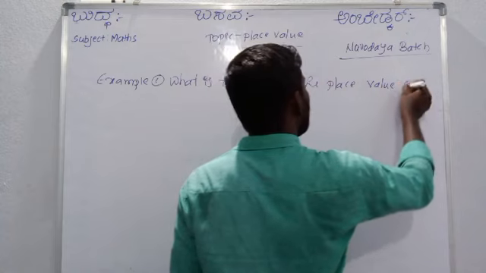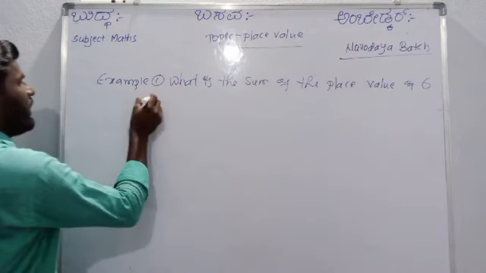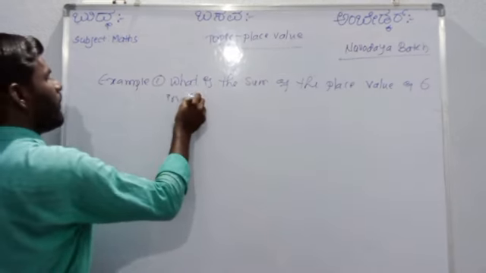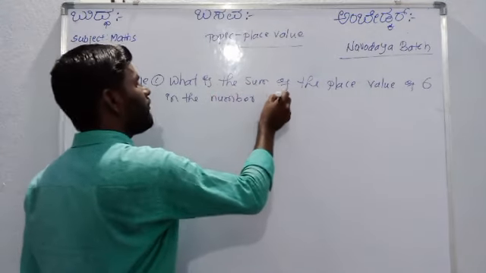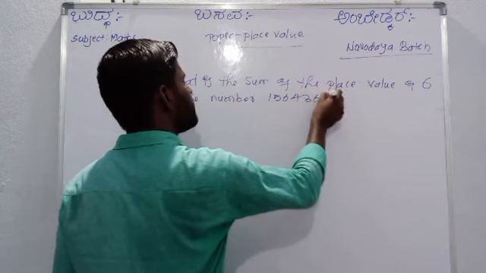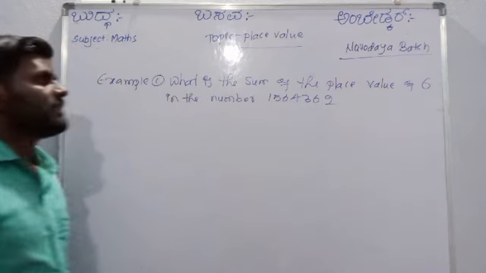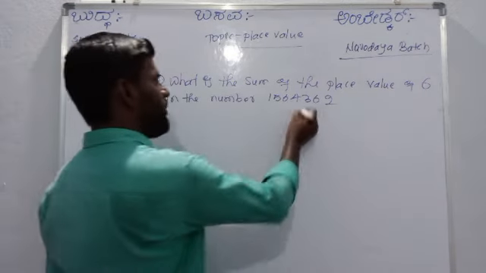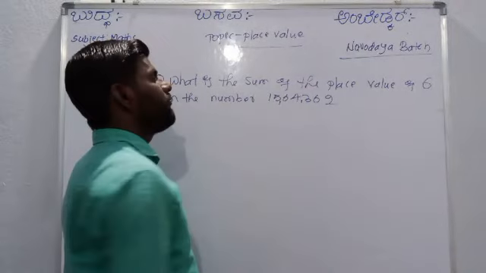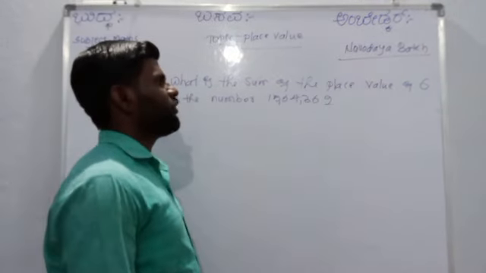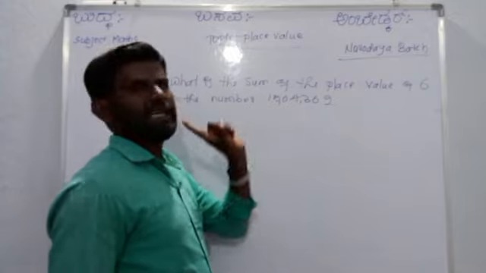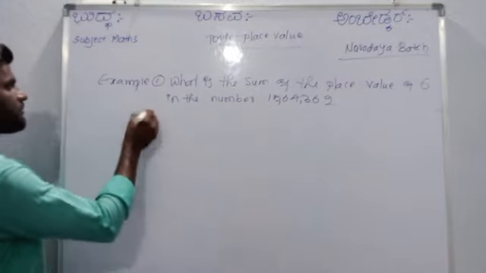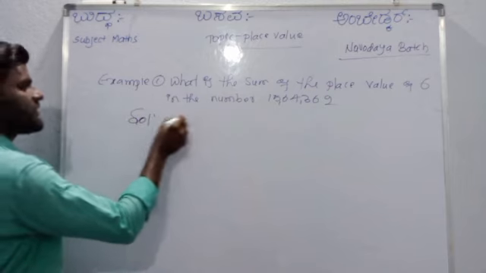What is the sum of the place value of 6 in the number 1564362? Yes, dear students, give commas accordingly: 15,64,362. This is the given number. Write it again. Solution for this.